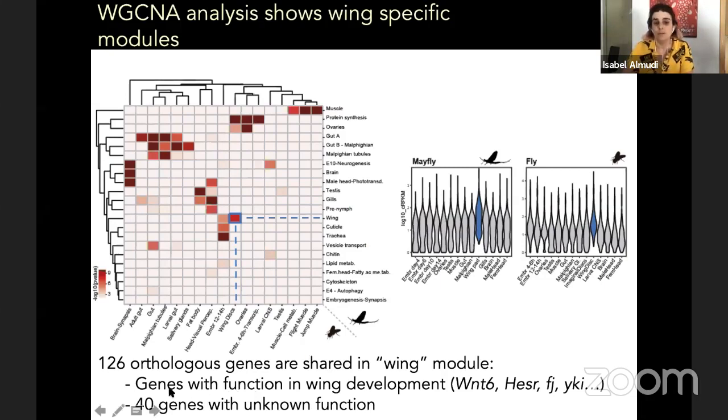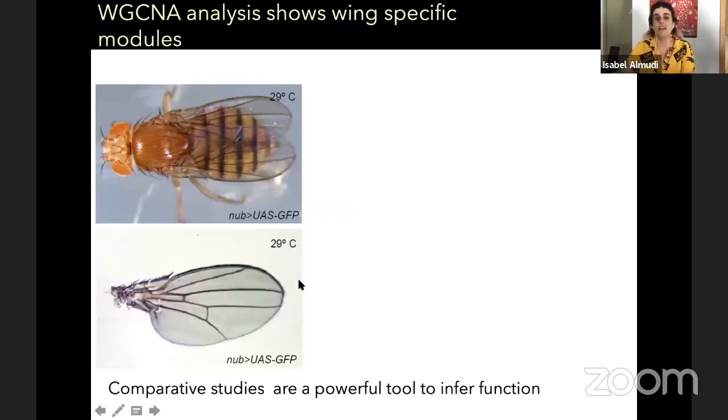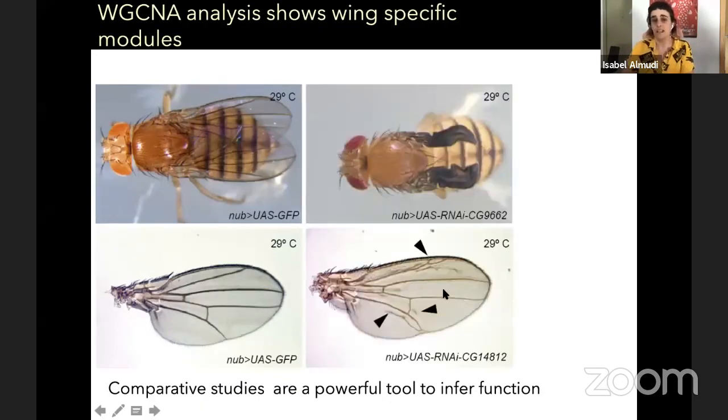So we tried to investigate a bit more what happened with these ones with a known function, and for that we did knockdown experiments in Drosophila using the UAS-GAL4 system. When we knocked down those genes in Drosophila, in all of the cases that we checked, we observed wing phenotypes, suggesting that not only is there a conservation in the transcription of the genes, but also there is a conserved function of those genes. So it's a great tool to infer function of new genes.